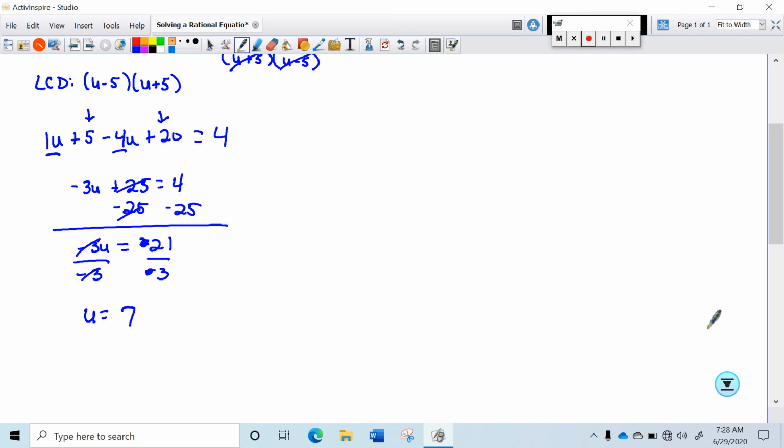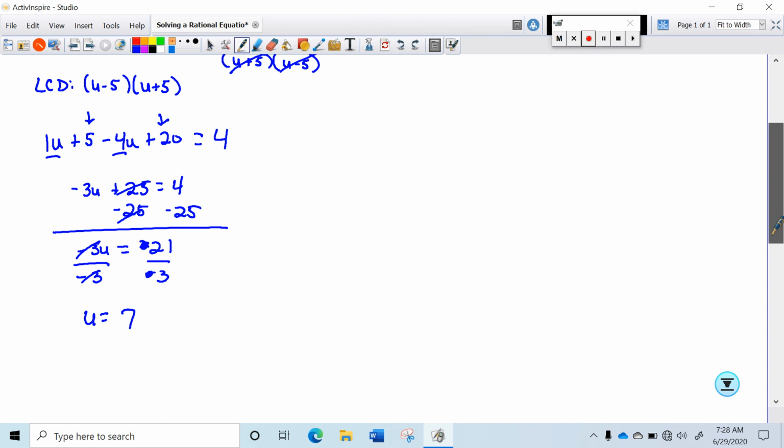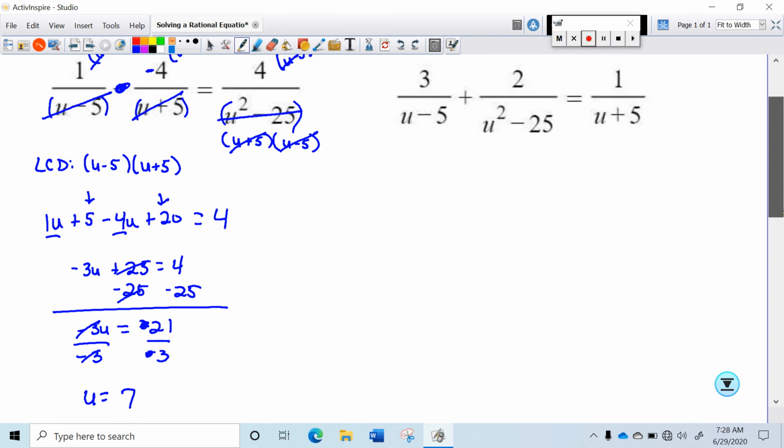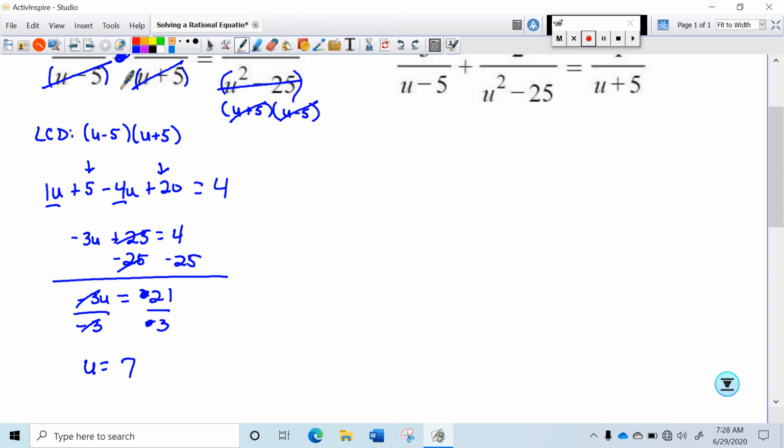Go back up to your original equation and see if 7 is going to make a denominator equal 0. It does not, because 7 take away 5 is 2, 7 plus 5 is 12, and since that didn't make it 0, neither will these, because they're the same thing. So 7 is the answer.